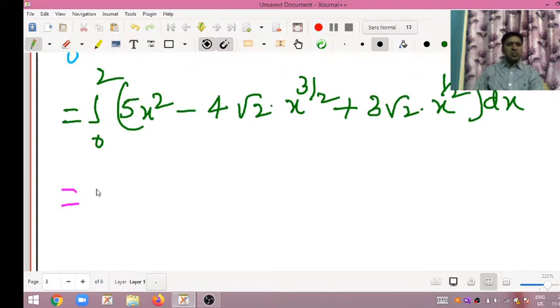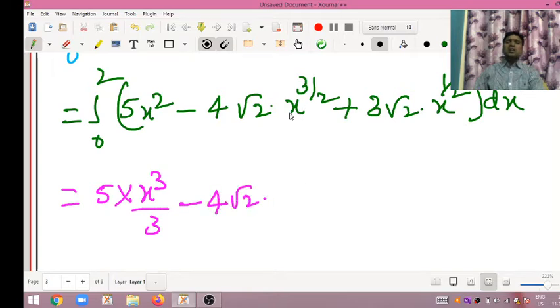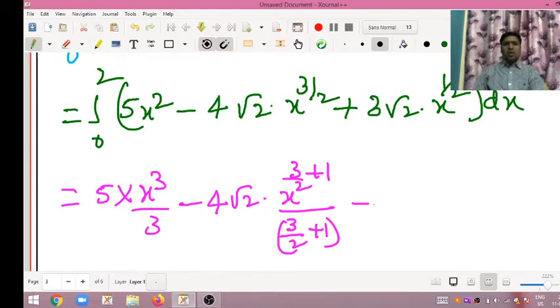So that is equal to, here 5 is the constant, integral x squared dx, what? x cubed by 3, my dear friends, minus 4 root 2 is the constant, here integral x to the power of 3 by 2 dx. So integral x to the power of 3 by 2 dx is x to the power of 3 by 2 plus 1 divided by 3 by 2 plus 1, my dear friends. Okay, plus 3 root 2, right as it is.